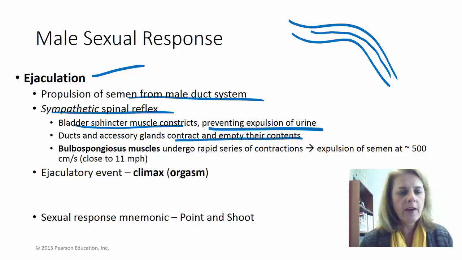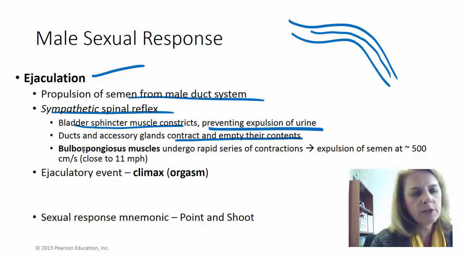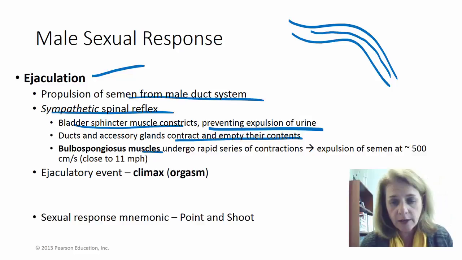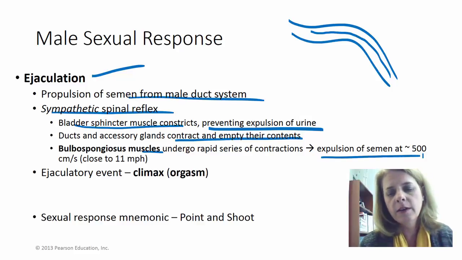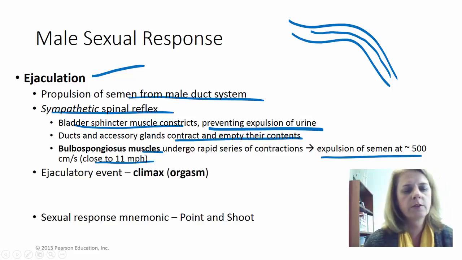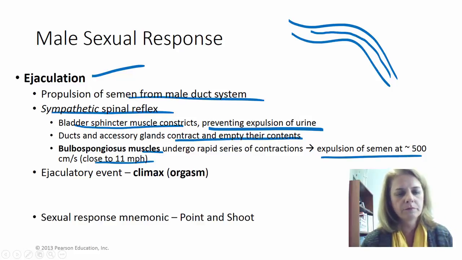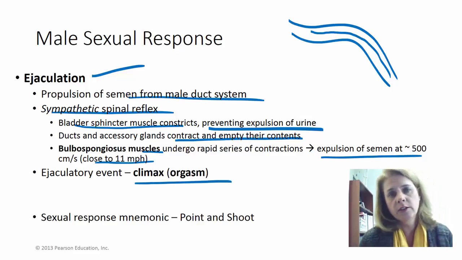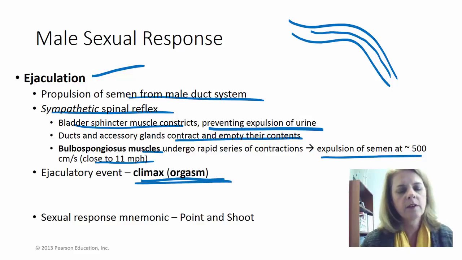Okay, and you've actually got some muscles called bulbospongiosus muscles that will start to undergo these rapid contractions, and they can expel semen at about 11 miles an hour. All right, so it's a pretty rapid event. Once orgasm or climax has been reached, we call that the ejaculatory event. We call that orgasm. All right, and that's kind of the end of the sexual response.